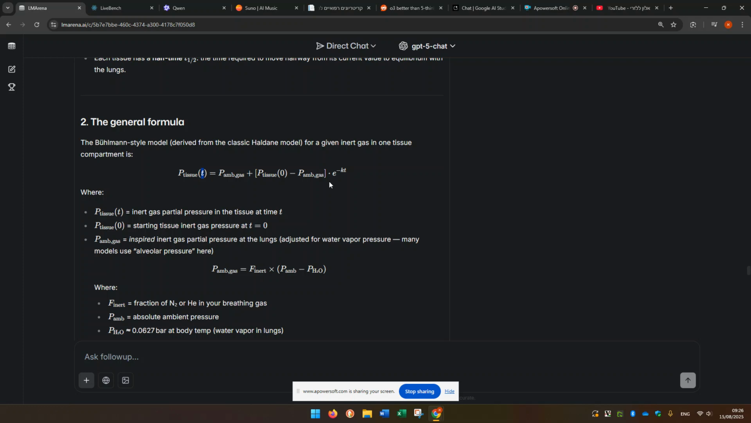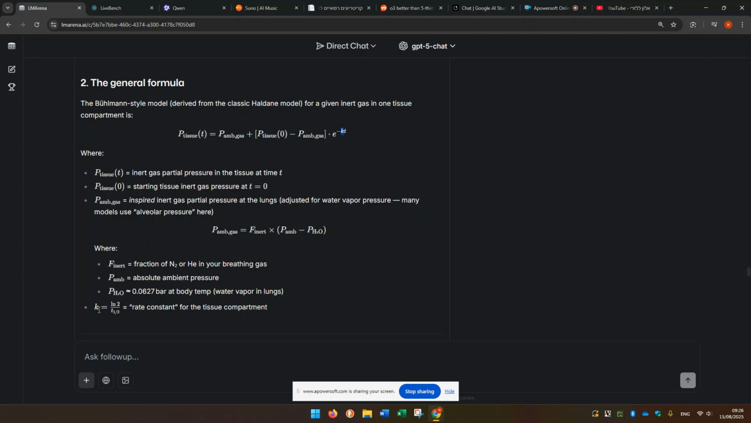There are the fast compartments like the brain, and there are the slow compartments like the fat, the cartilage, the tendons, the bones, and they have different half-lives. So the k right over here is going to change. See that the k value is ln 2 divided by the T half of that tissue compartment. So it depends on the speed at which the gas is offloaded or onloaded in that compartment.